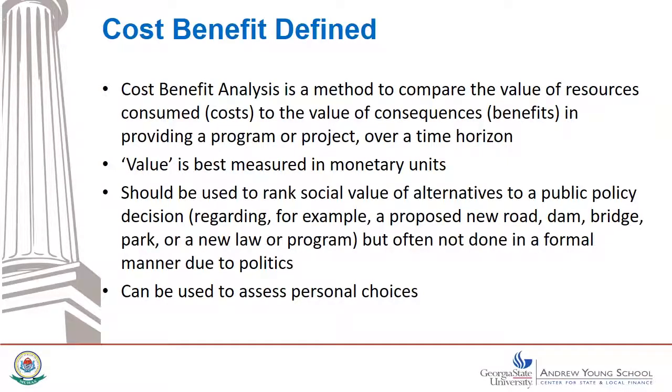Cost-benefit analysis should be used to rank the social value of alternatives to a public policy decision, such as a proposed new road, a dam, bridge, park, or any new law or program. However, this formal assessment method is often not followed because those big decisions usually turn on political decisions, as in who has the votes and who has the power. Cost-benefit analysis can also be used to assess personal choices.